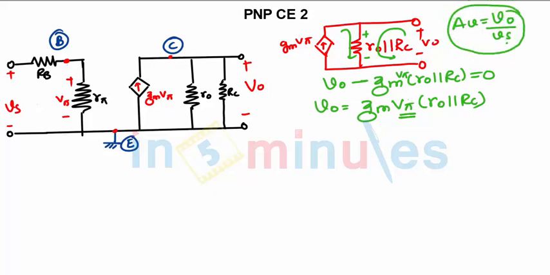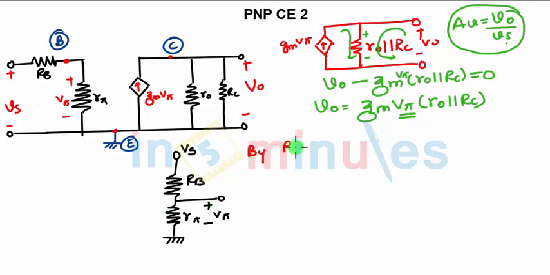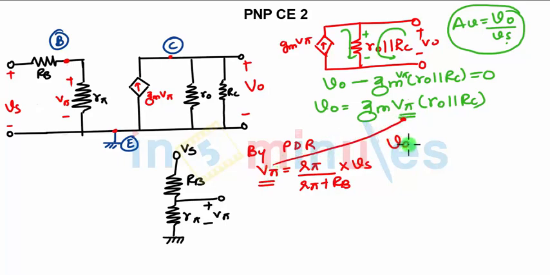So for this, what I need to do? Look at the input. You have VS, RB and R pi, and voltage across R pi is V pi. So by potential divider rule, I can write V pi as R pi upon R pi plus RB multiplied by VS. So I got V pi in terms of VS. So when I am substituting over here, what will I have? VO is equal to positive or negative.